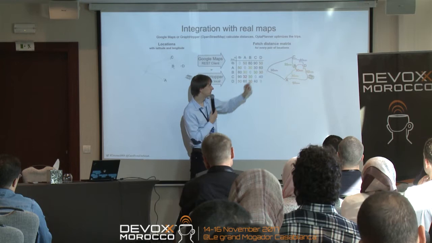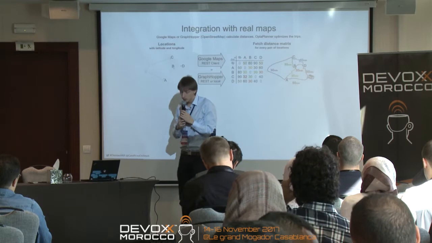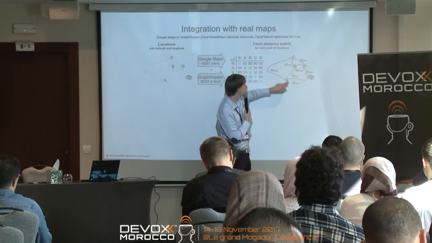Now, here we don't know which order we will drive yet, right? So we just have a combination of every location to every other location, how long it will take. And you can see, of course, going from A to C is only 30 minutes because of this big highway there, right? Even though from A to B and B to C, it's 30 minutes, 30 minutes. So that's quite interesting too.